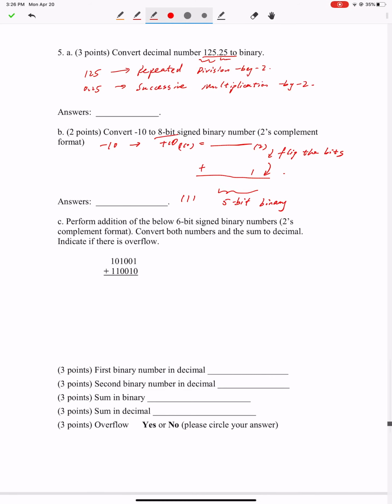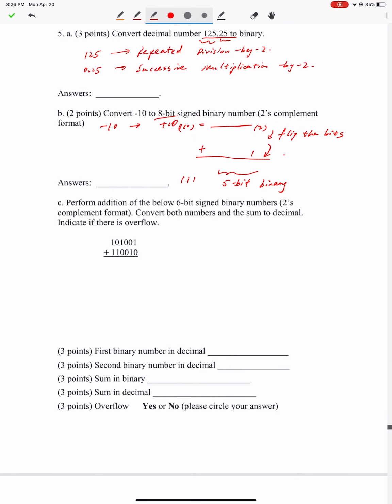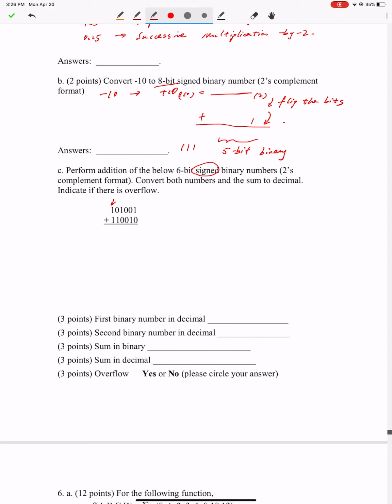Okay, this one: do the summation of the below 6-bit signed binary numbers. So it's a signed binary number. The first bit is representing -1. Convert both numbers and sum to decimal. Indicate if there is an overflow. So for the first binary number in decimal form, be careful because this is a signed binary number, right? So the first digit 1 is representing -1. I'll do the first one as the example, and you guys can do the rest.